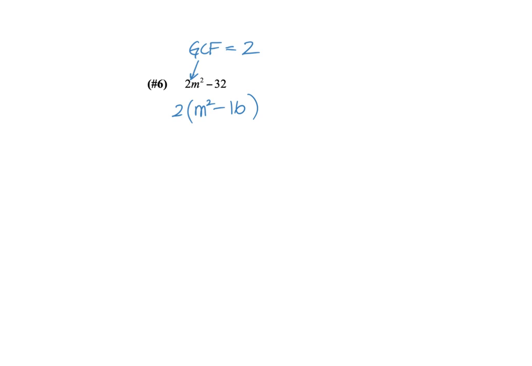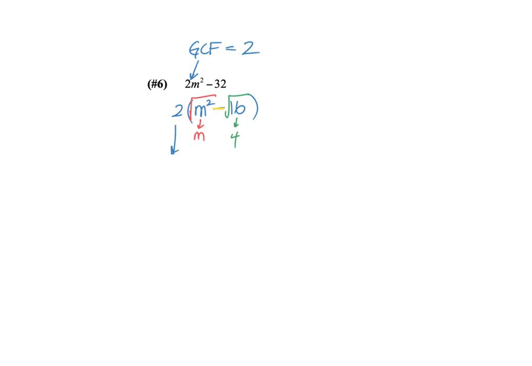Okay, so then that 2 is just going to come along for the ride, and then I'm going to check everything else. I'm going to say, are they being subtracted? Yes. Is the first term perfect? Yes, because the square root of m squared is m. Is the second term perfect? 16 is, square root of 16 is 4.